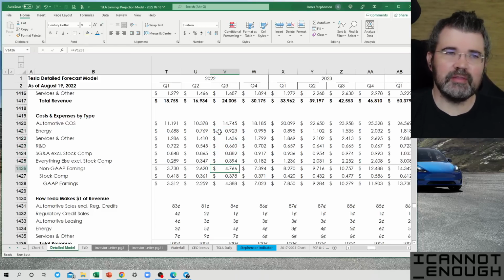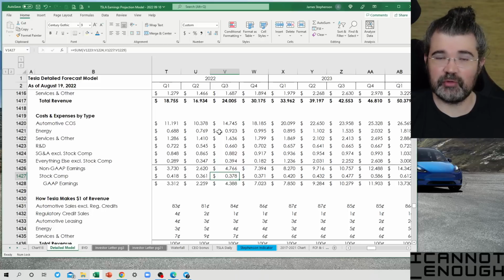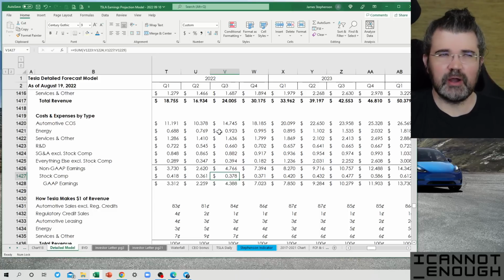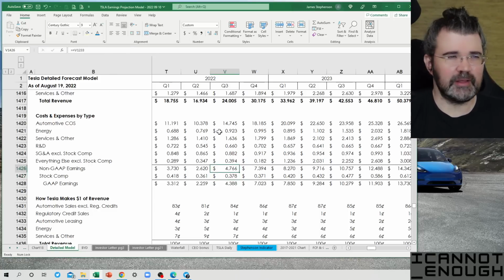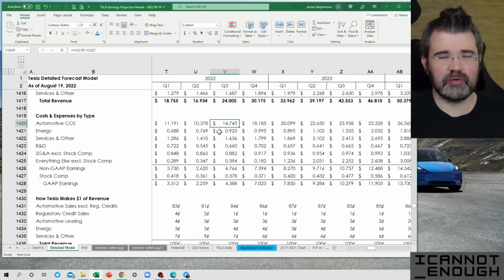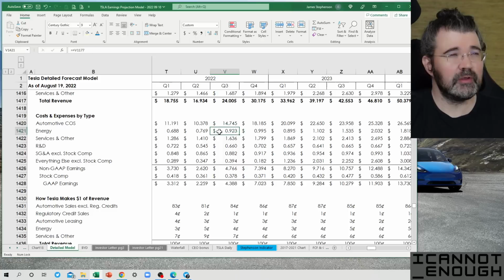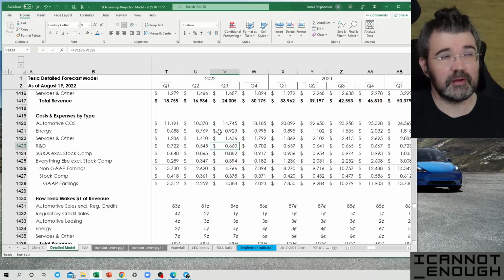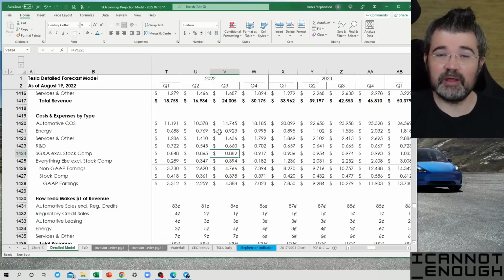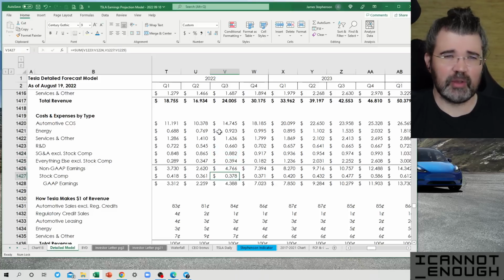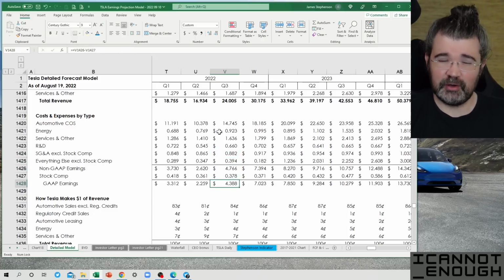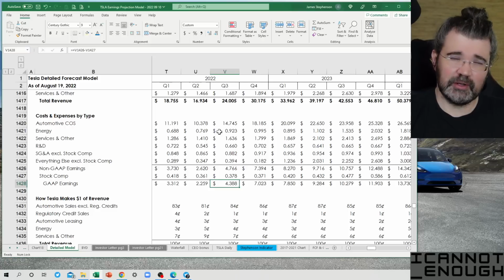All right, so this section gives you non-GAAP earnings. And then stock comp has its own line here for total stock compensation for the entire company, regardless of which kind of group it would fall in. So some of the stock comp would fall into automotive cost of sales. Some would fall into services and other, some into R&D, some into SG&A, right? So here it is all separated out, and there's the GAAP earnings number as reported by Tesla.